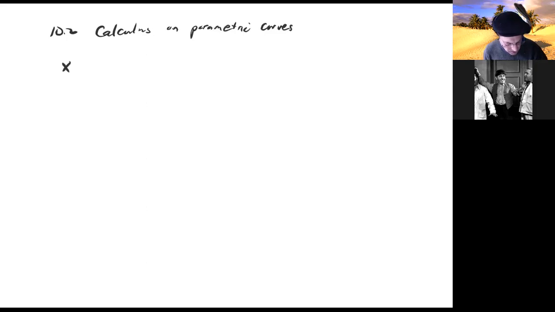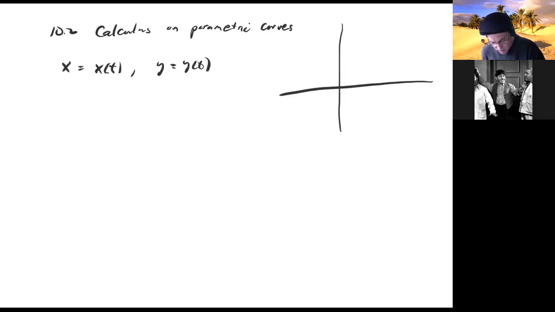So let's consider a parametric curve, x equals x of t, y equals y of t. And we want to compute the slope of the tangent line. So maybe here's the curve. Here's the point on the curve, which is given at some time t by x of t, y of t. And we want to compute the slope of the tangent line. Okay, so how do we do that?